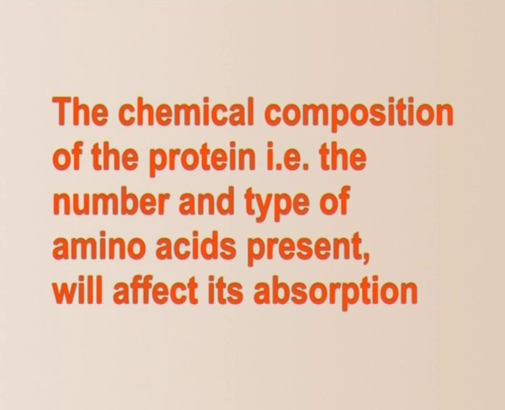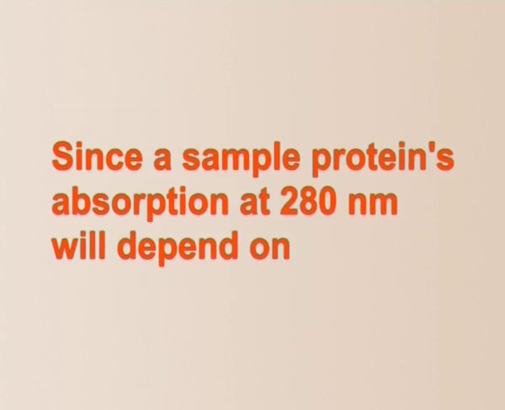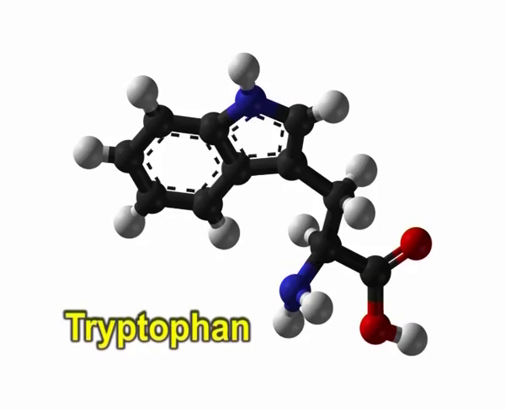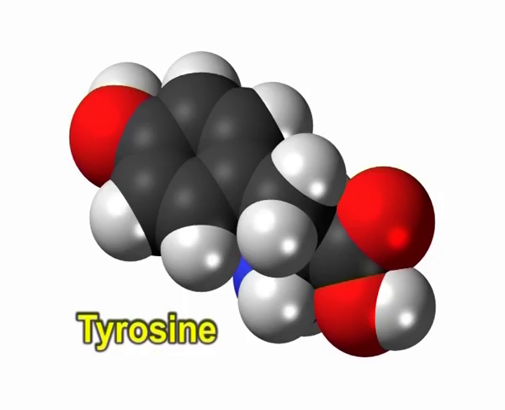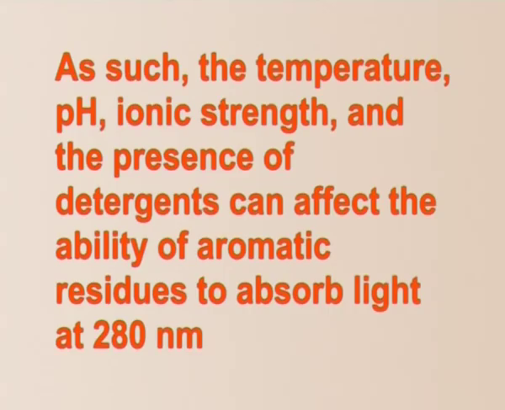The chemical composition of the protein, that is the number and the type of amino acids present, will affect its absorption, since a protein sample's absorption at 280 nanometers will depend on the amount of the amino acids tyrosine and tryptophan. It is very much possible that proteins of similar molecular weight will have different absorbance values due to their different tyrosine and tryptophan content. In addition, the structure of your protein of interest may also affect the UV absorbance of aromatic side chains. As such, the temperature, pH, ionic strength and the presence of detergents can affect the ability of aromatic residues to absorb light at 280 nanometers and change the value of the protein extinction coefficient.